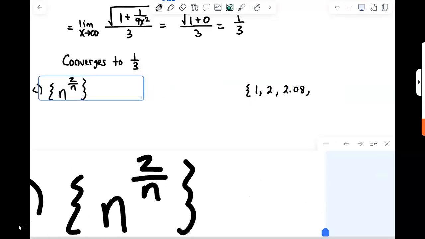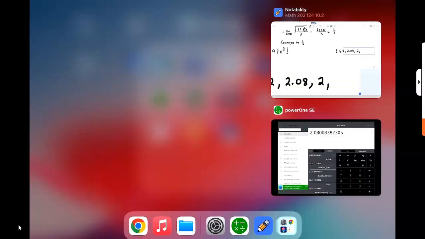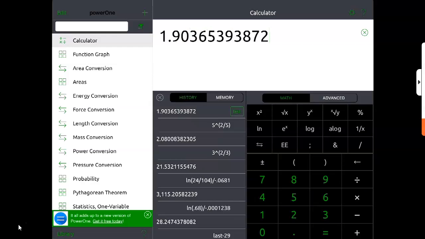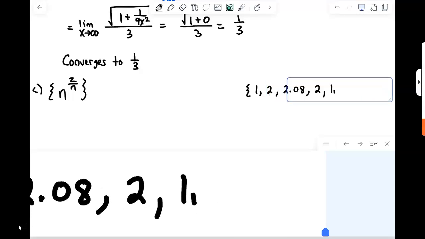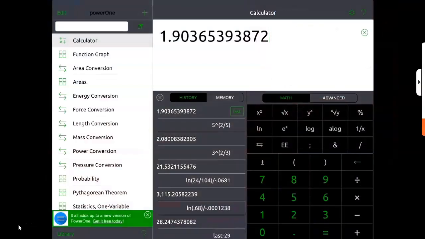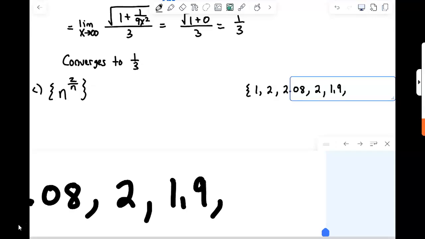Now we come to n equals 4. That would be 4 to the 2 over 4, which would be 4 to the 1/2. And actually, we start to come back down now to 2. And then one more, 5 raised to the 2 over 5, is 1.903. I'm just going to say 1.9, and then this pattern continues. We could go on and do 6 to the 2 over 6 power. It certainly seems like it's starting to get a little smaller.